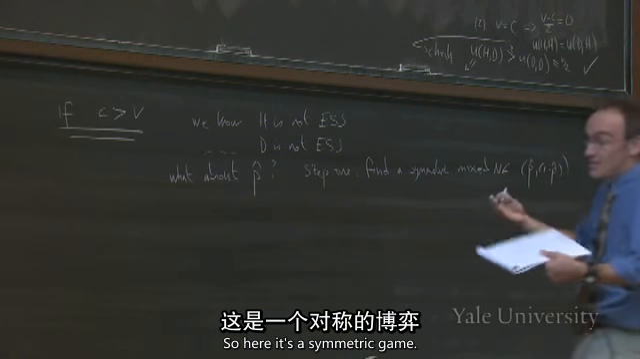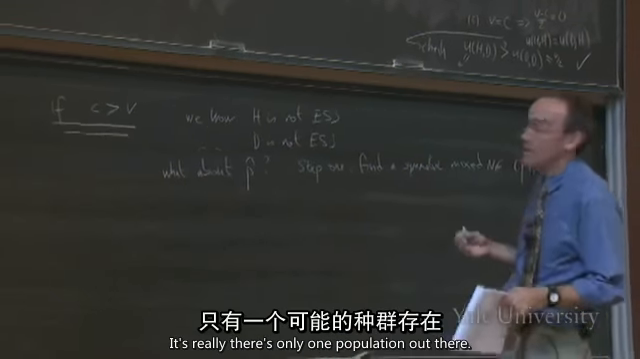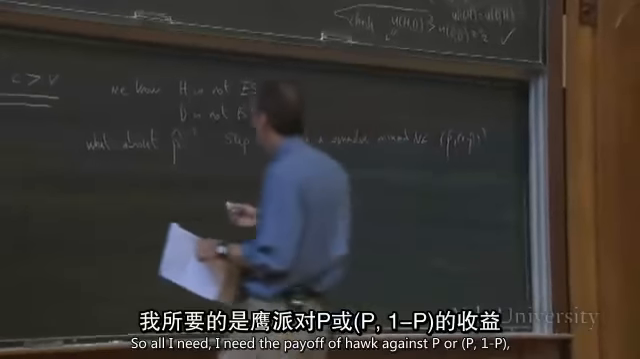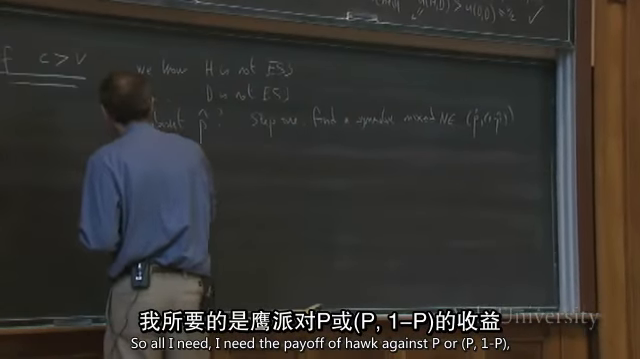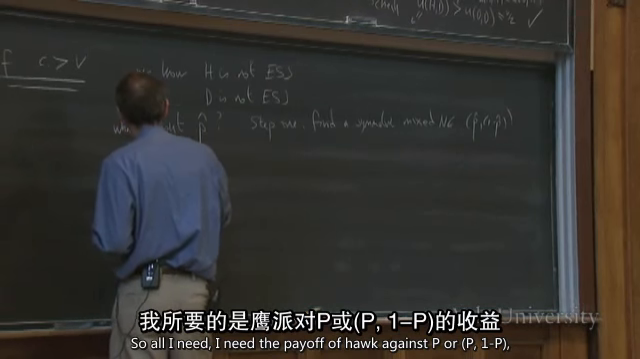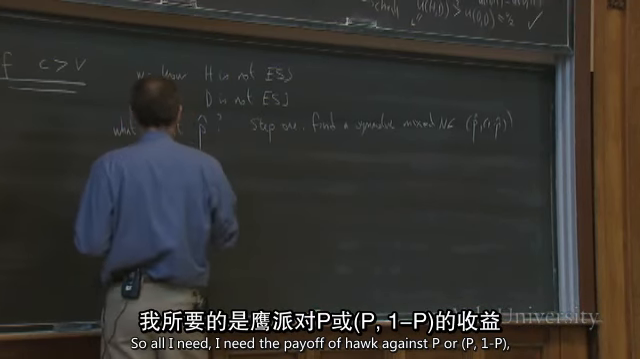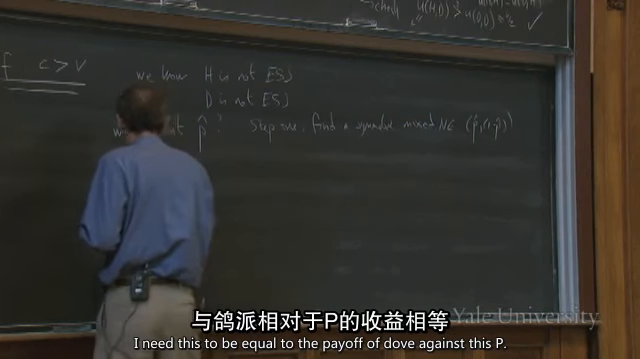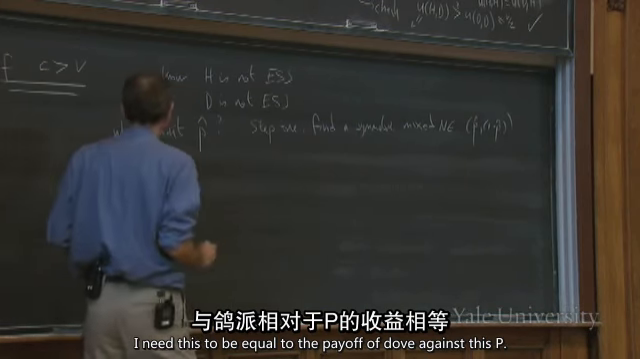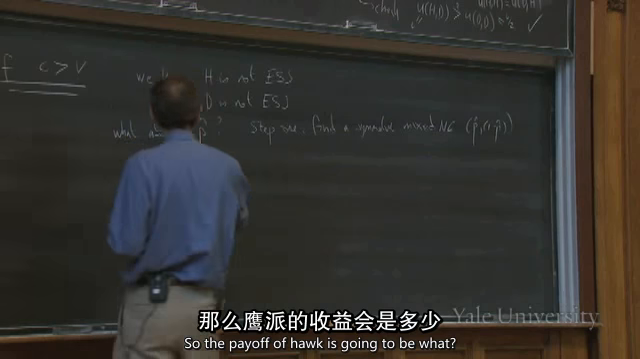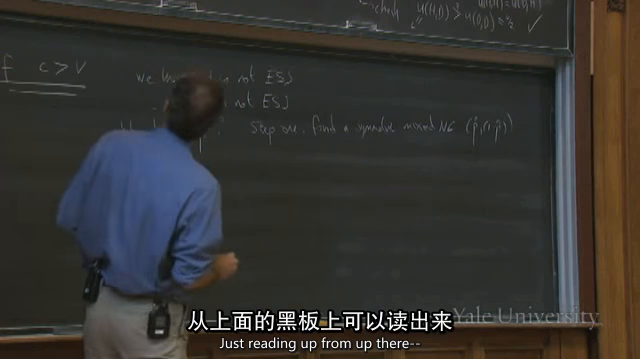Okay, so here it's a symmetric game. There's only one population out there. So what I need is the payoff of hawk against p hat, 1 minus p hat, to be equal to the payoff of dove against this p hat. All right? So the payoff of hawk is going to be what? Just reading up from up there.